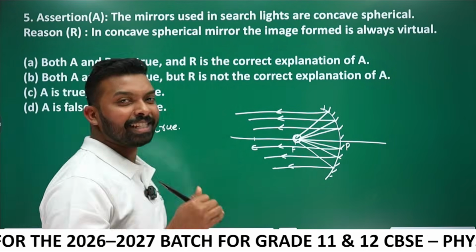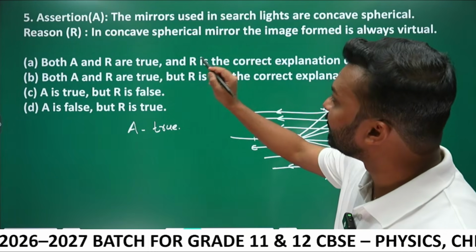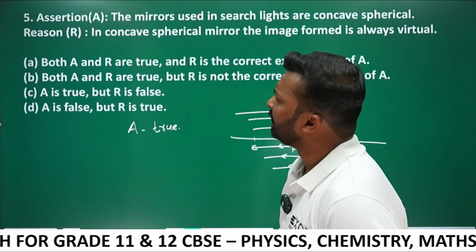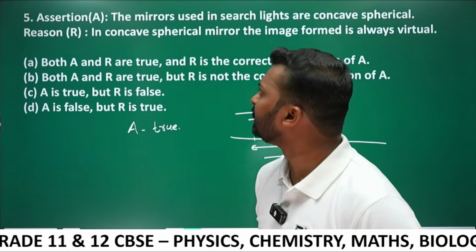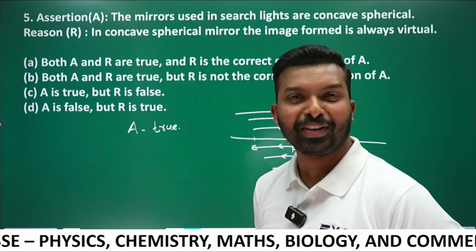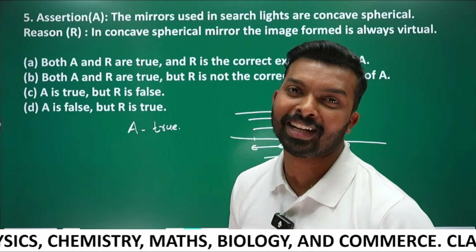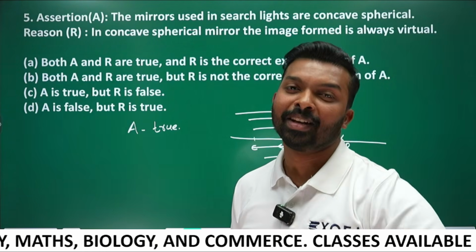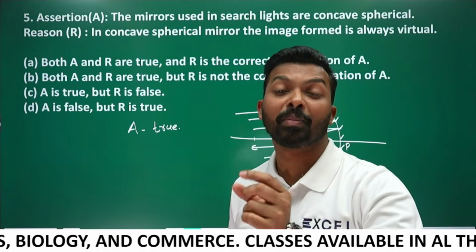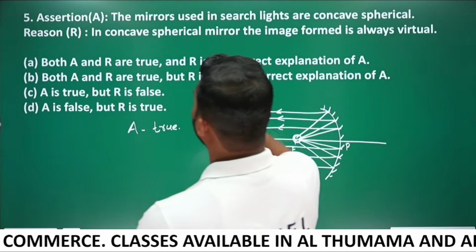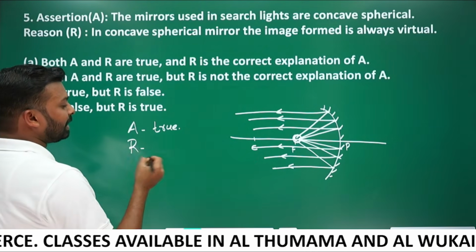Statement A is true. Now let's go for the next. In a concave spherical mirror, the image formed is always virtual. Is it actually the right answer? No. In the case of a concave mirror, it can actually form a real image also. It can also form a virtual image. Virtual only forms when the object is kept between F and P. Clear or not? So this particular statement is false.